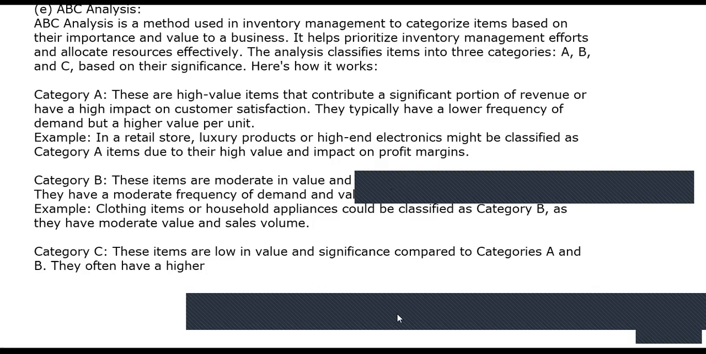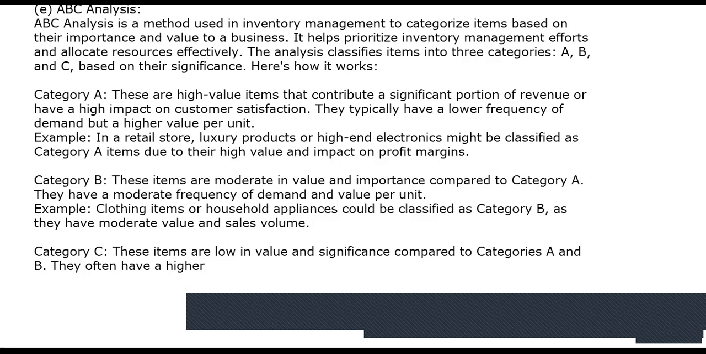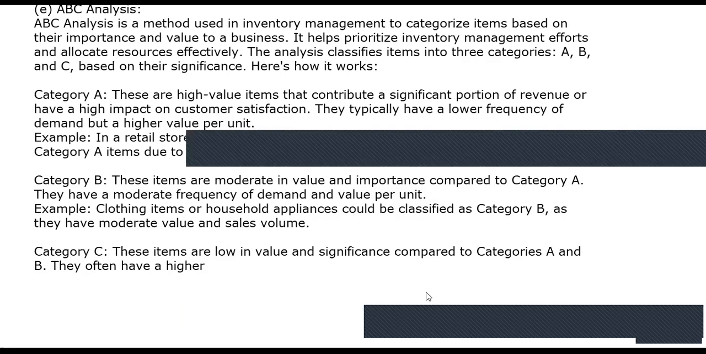B is group B. They are moderate. Their importance is less compared to A, but they have moderate frequency of demand per unit, such as clothing and appliances that could be classified in category B, as well as other items that could be of moderate value.